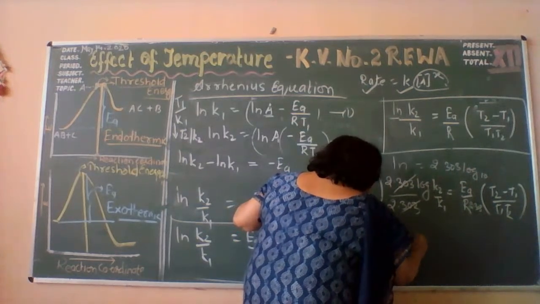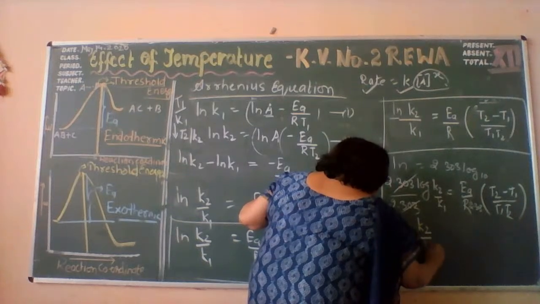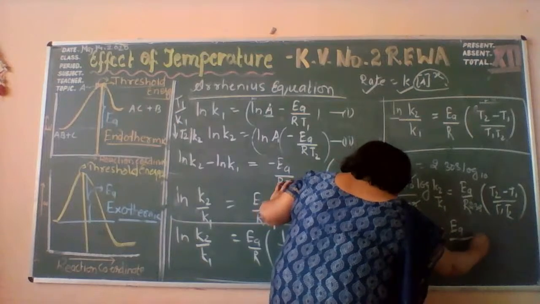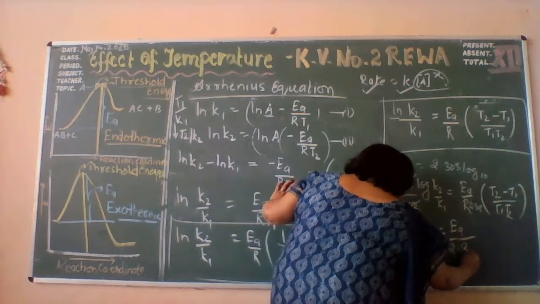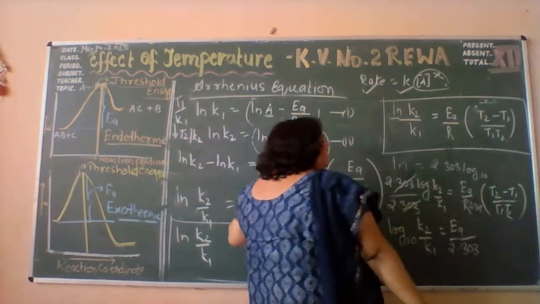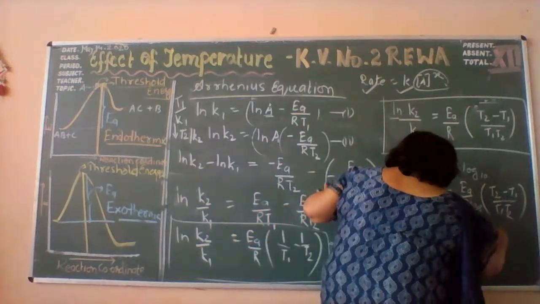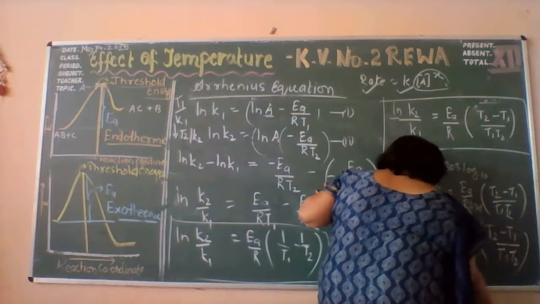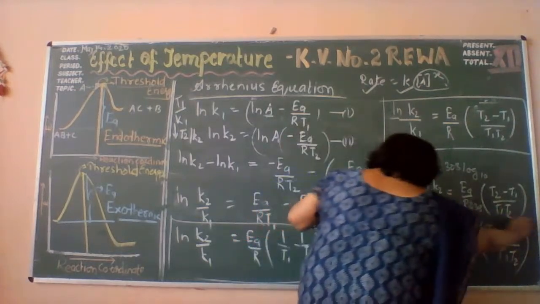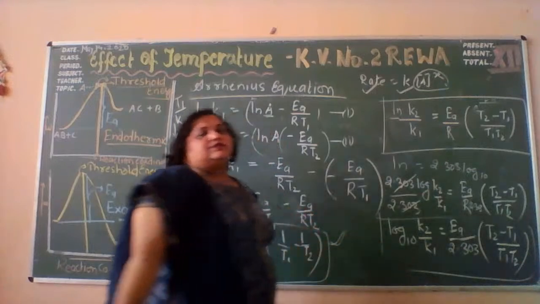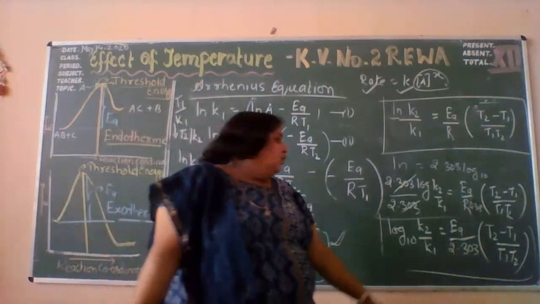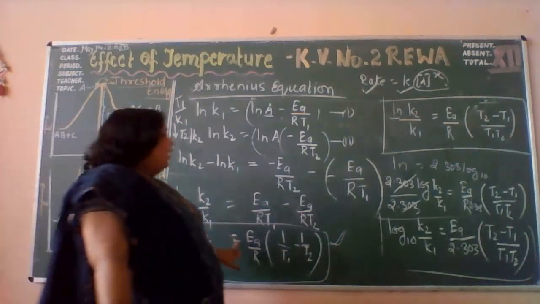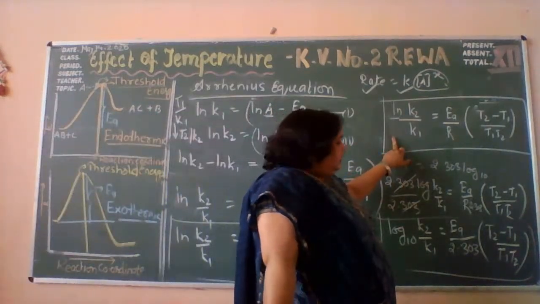Log base 10 K2 upon K1 is equal to EA upon 2.303 R, into T2 minus T1 upon T1 T2, right? This is another form, and generally you use this. So these are the three different forms of the equation, 1, 2, 3, right?